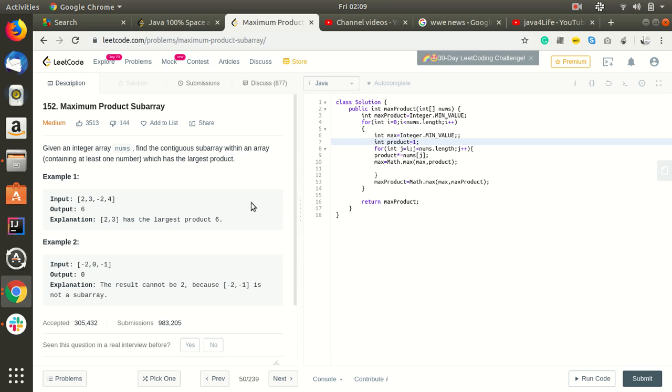Hello friends, today we will be solving the maximum product subarray question. In this, there is a given array, and we need to find the continuous subarray with the maximum product. But the catch in this problem is that it contains negative values as well.